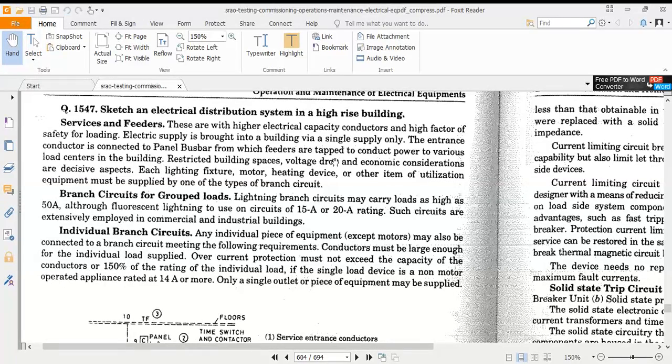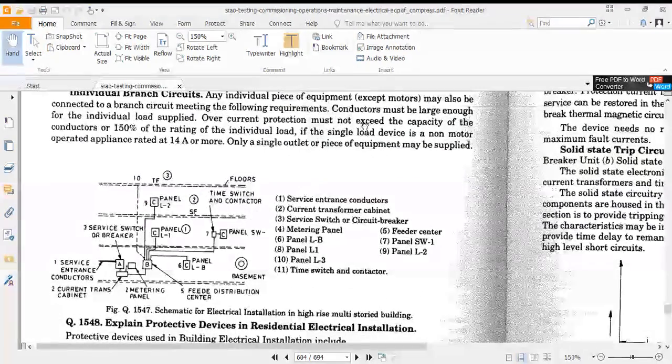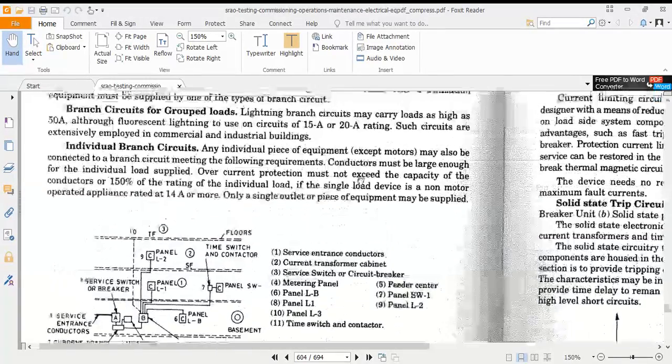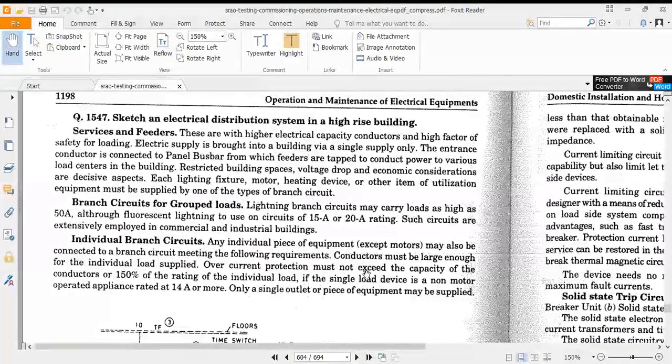Next, let us look at sketching an electrical distribution system in a high-rise building. High-rise building means complexes. How the electrical distribution system will be there, I think these things we will take up in our next class.